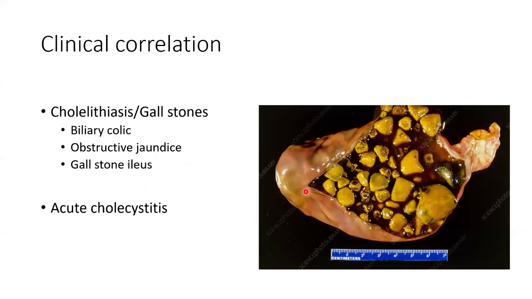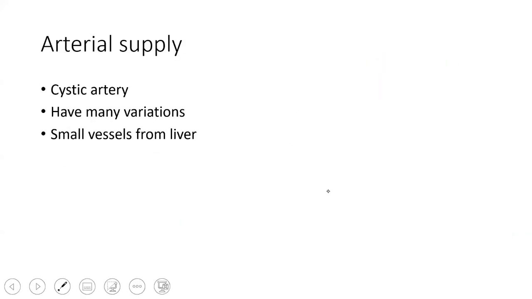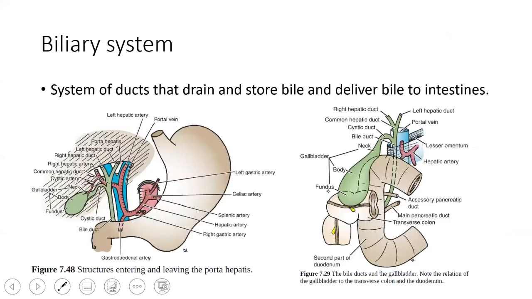These stones can ulcerate into the transverse colon or the duodenum. So when you look at the structure of the gallbladder, here you can see that it is associated with the duodenum and the transverse colon or the hepatic flexure of the colon. So these stones can get ulcerated and enter these structures.